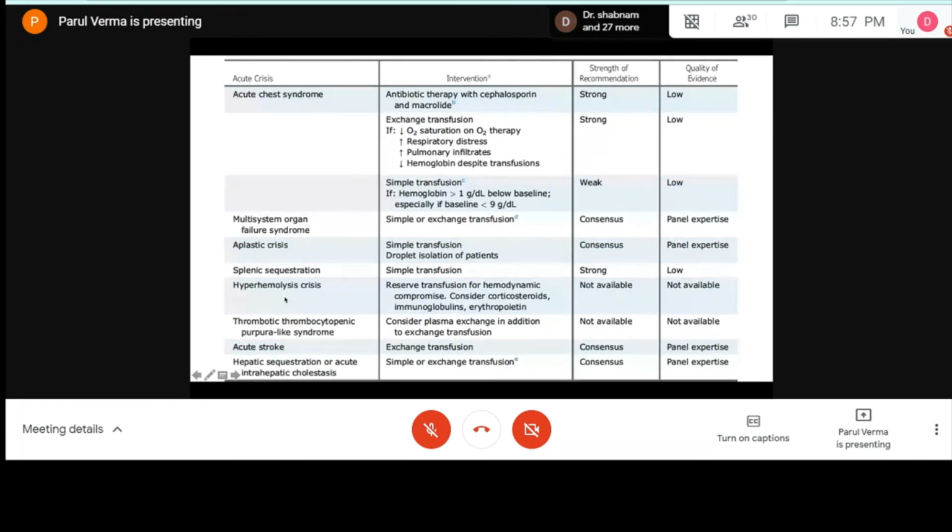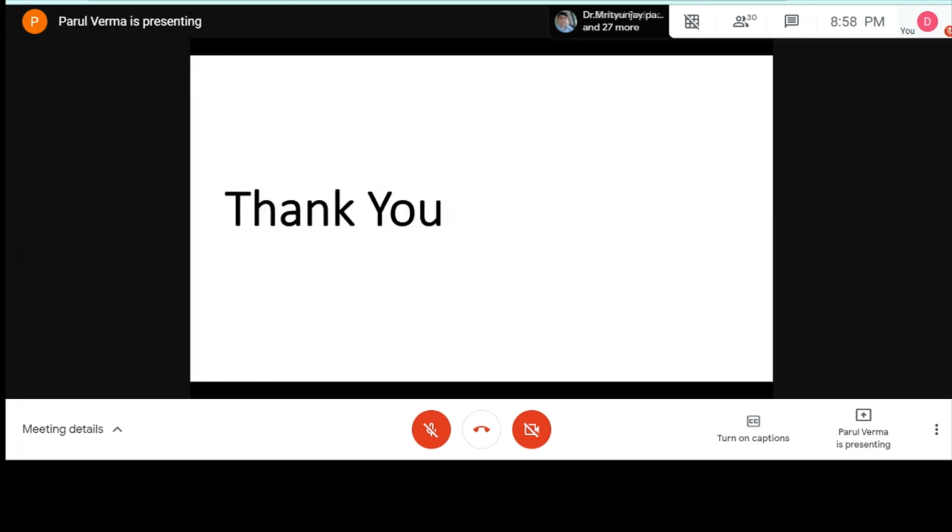So I am skipping stroke and hepatic sequestration crisis because they are very, very uncommon in children. So this is all about the ICU care of a child with hemolytic anemia. If there are any questions, I would be very happy to answer.